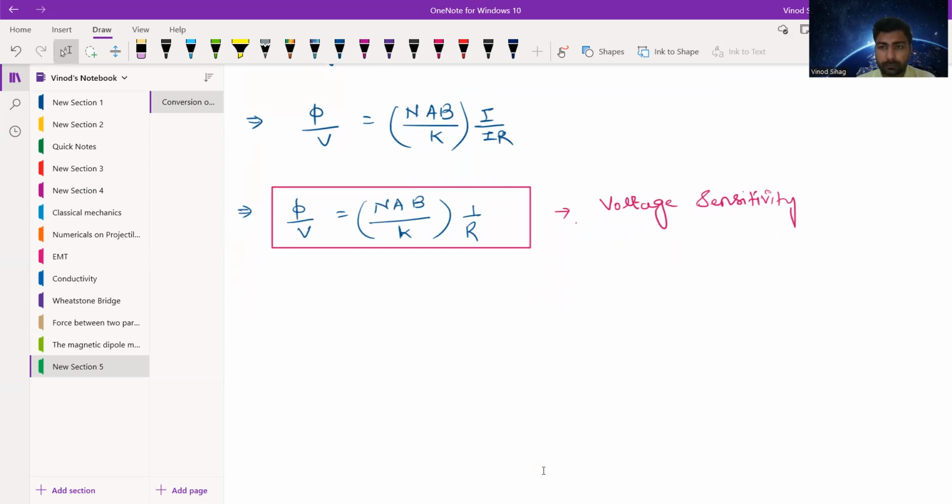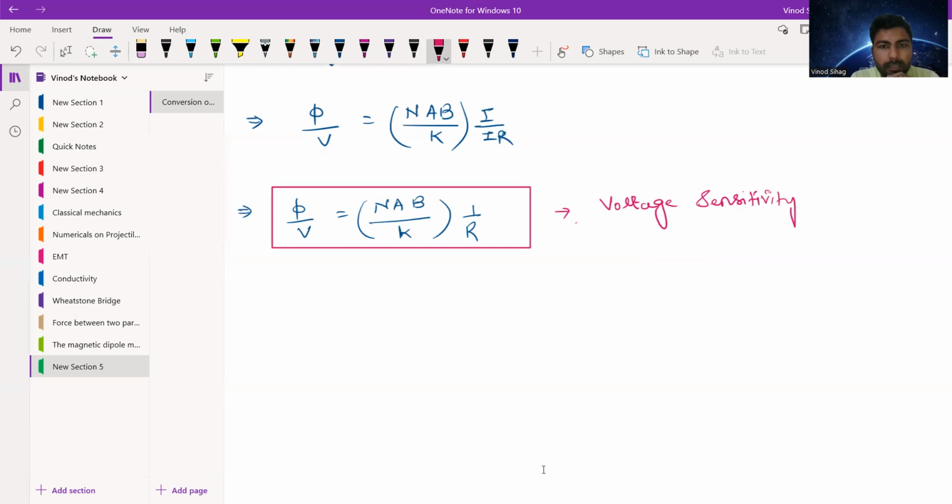And so in this formula for the voltage sensitivity, it will become 2n and it will become 2r. So 2 and 2 will be cancelled out, and the voltage sensitivity will be the same. So we cannot expect that when we increase the current sensitivity, it will increase the voltage sensitivity also.